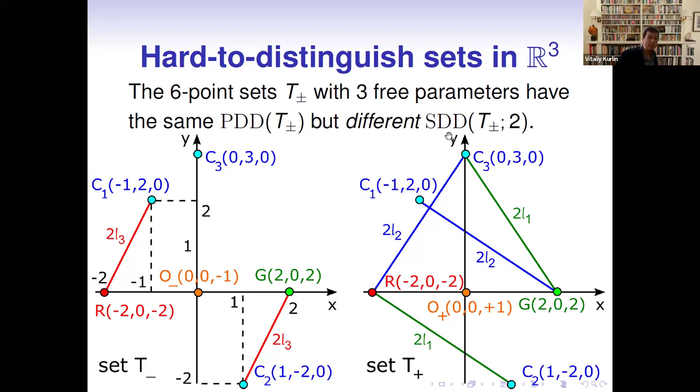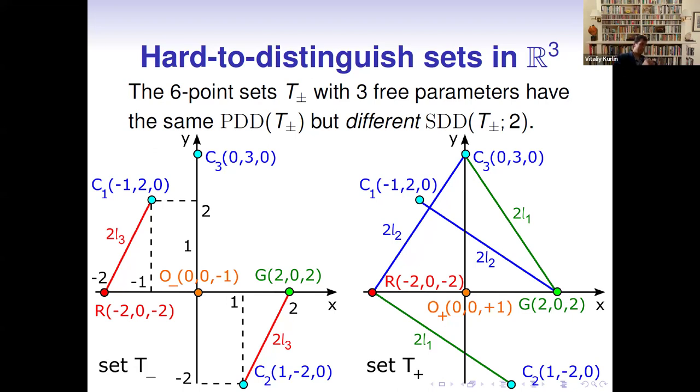But we have distinguished them by SDD. And I should say that here you see one example, but actually it's an infinite family of examples. They depend on three parameters. Roughly speaking, these distances L1, L2, L3 could be changed arbitrarily. So you could deform this example and get a continuous family of pairs. And all this family has the same PDD matrix.